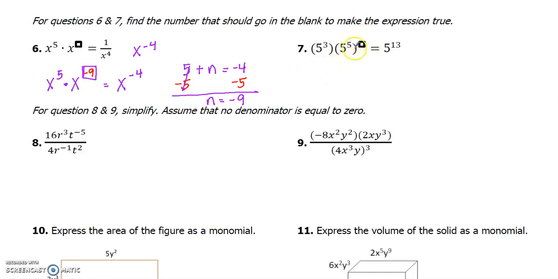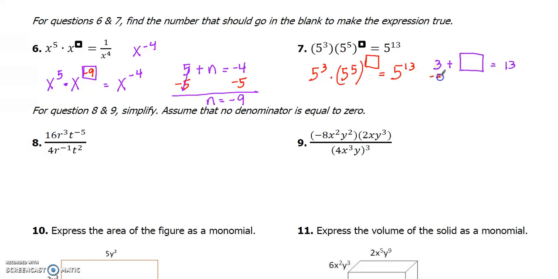Again, I'm missing an exponent here. I need the whole entire thing to be 13. So right now I have 5 to the 3rd times 5 to the 5th, which is going to be raised to some power, which is going to equal 5 to the 13th, right? Okay, again, so we know we're going to eventually add these exponents to get the 13. So again, I'm going to set up a little problem.